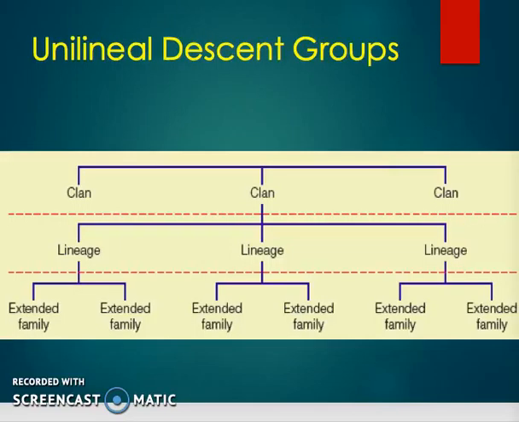In unilineal descent groups, the largest groups are often referred to as clans. Clans group together a number of smaller related lineages, which are in turn composed of patrilineal or matrilineal extended families.